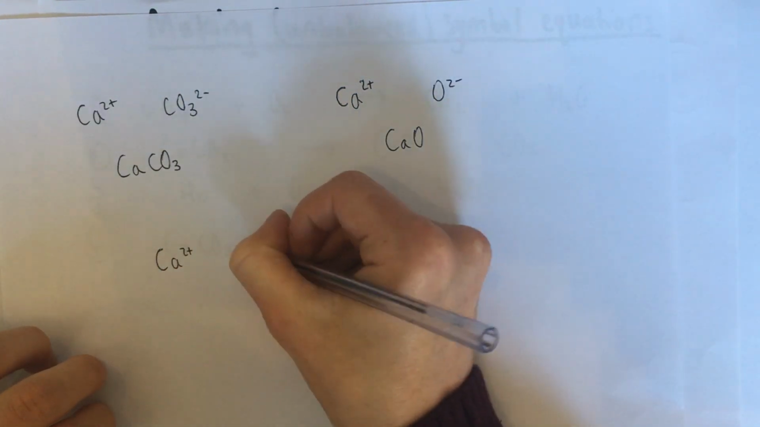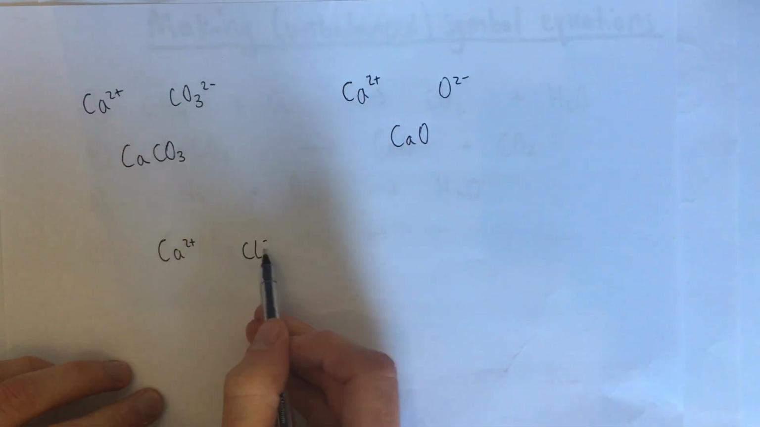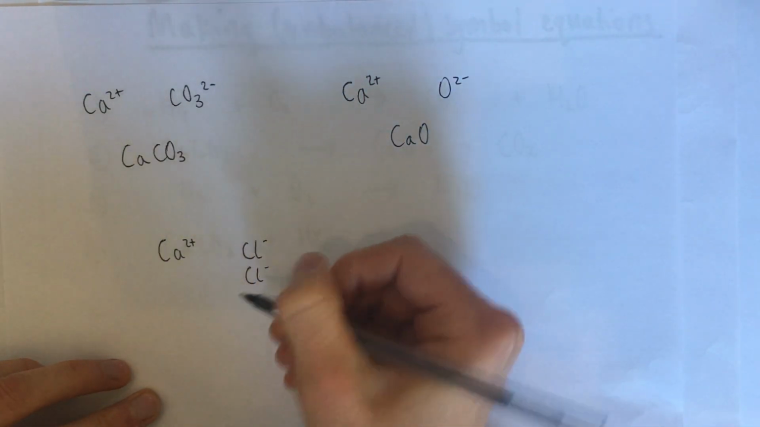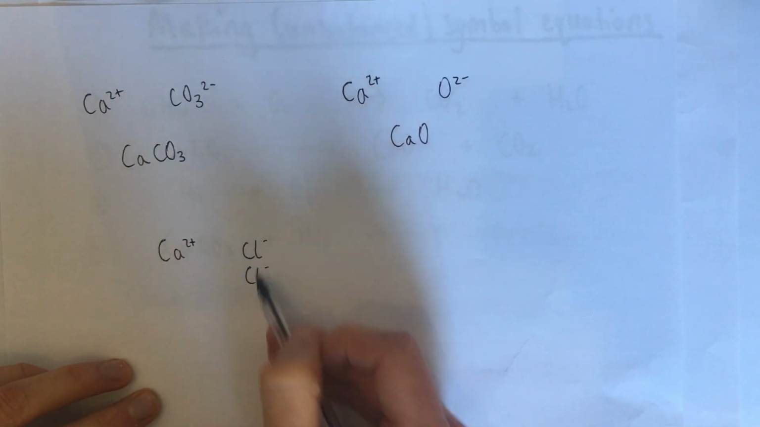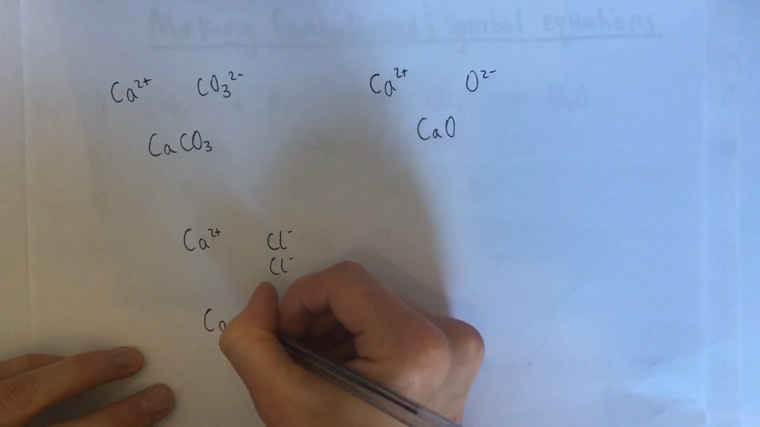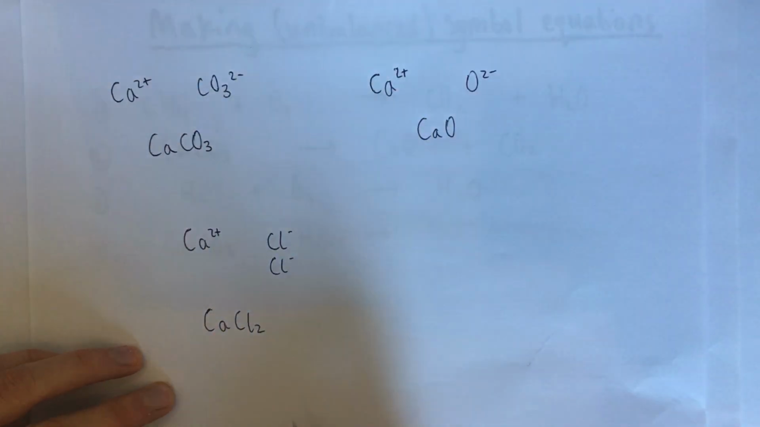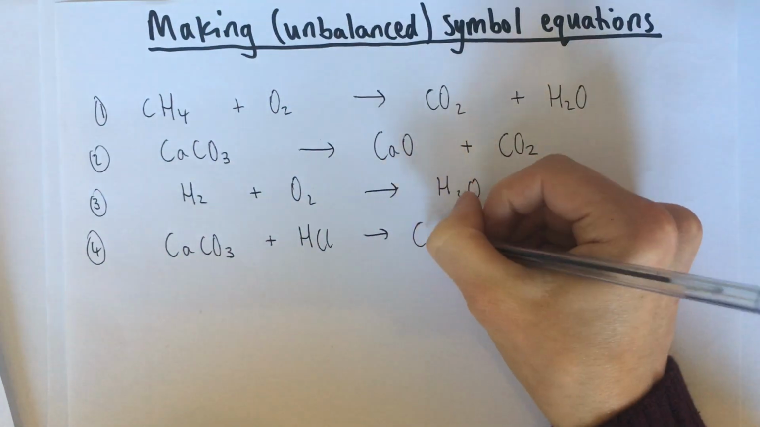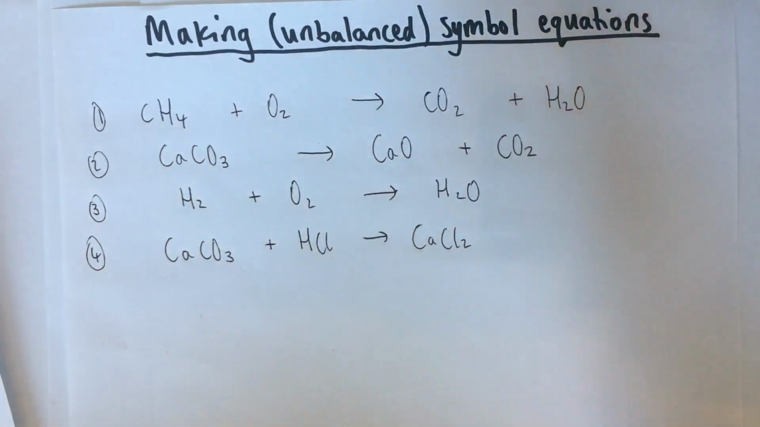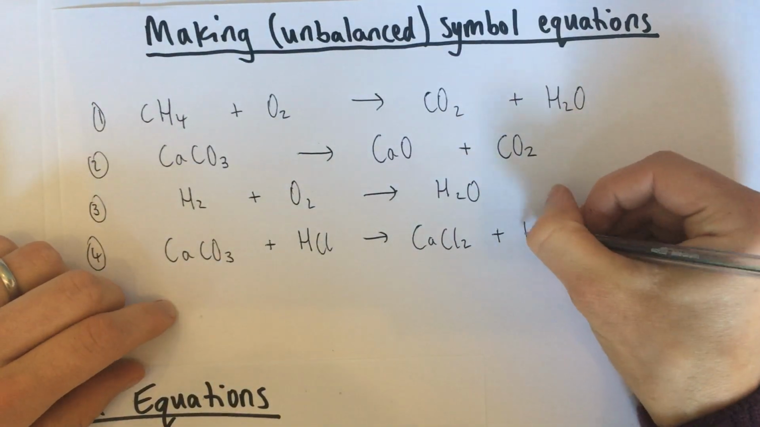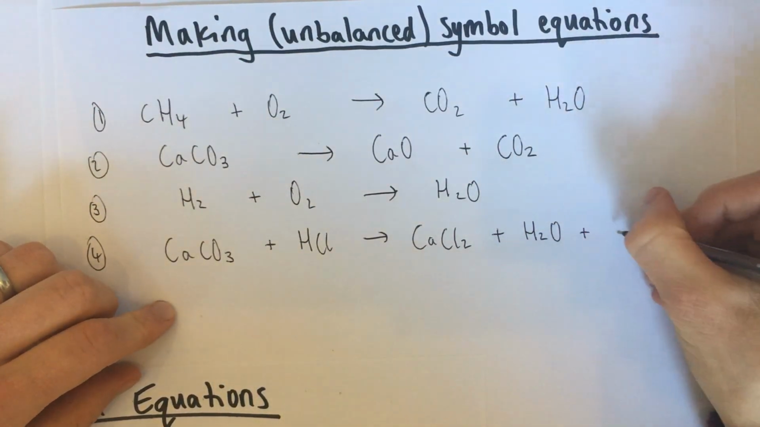Ca2+ and Cl 1-. They don't balance out. To balance out a 2+, we're going to need 2 of these 1-. So now 2+ and total of 2-, the charge is balanced. The formula of this is going to be 1 Ca, 2 Cls, so CaCl2. That's the formula for calcium chloride. So I'm going to put that in. Makes CaCl2. And it also gives off water and carbon dioxide. Really simple for those two. We already know those. H2O plus CO2.